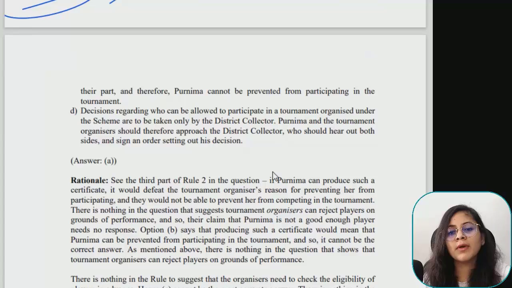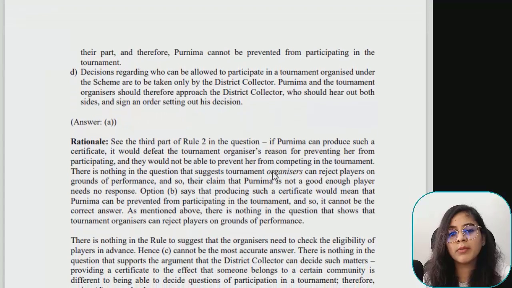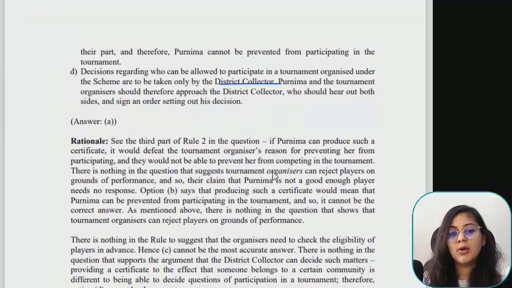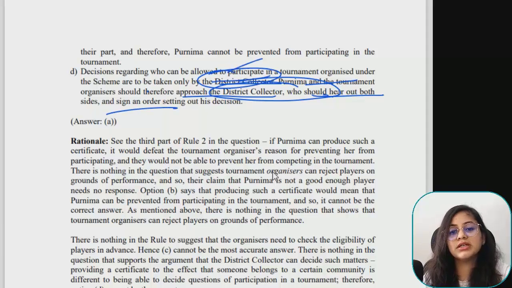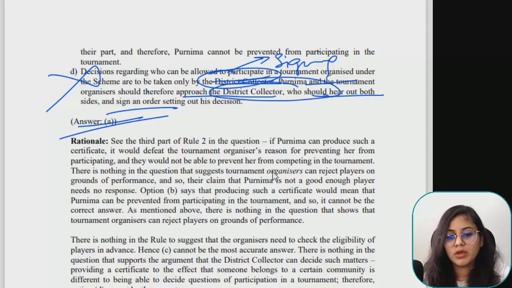Decisions regarding who cannot be allowed to participate in a tournament are taken by DC. Purnima and tournament organizers should therefore approach DC, who should hear out both. No, here it is not the DC who will decide. What is he doing? He's just signing and stamping the certificate. He is not deciding as to who will participate or not. So this is also incorrect. The answer is option A only.